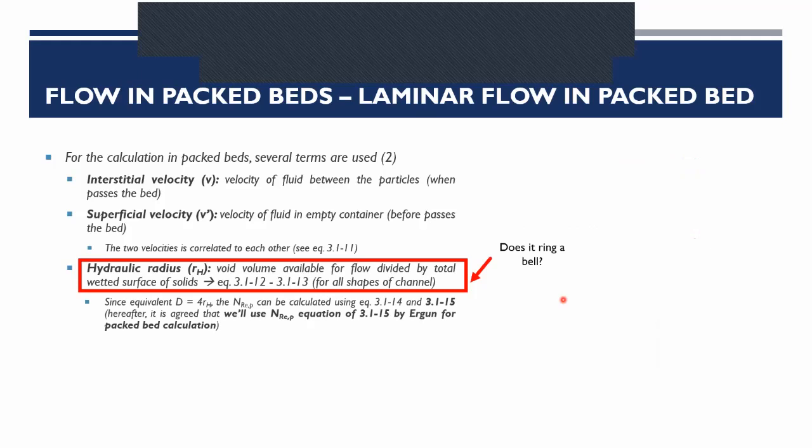There is another term again. We call it hydraulic radius, or RH. It's the void volume available for flow divided by the total wetted surface of solid. You can see equations 3.112 up until 3.113 for all shapes of channels. It's actually something we knew from chapter 2.